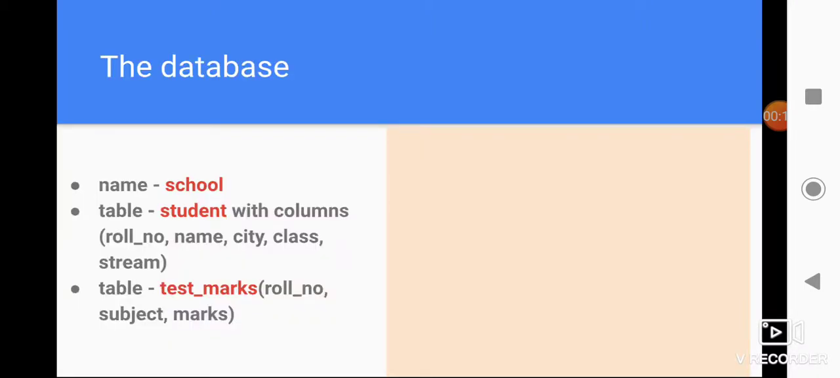First of all, let us assume that we have a database by name school on our system, which has two tables, one with the name student having columns roll number, name, city, class, stream, and another with name test marks having columns roll number, subject, and marks. We will connect from our Python program to this database.